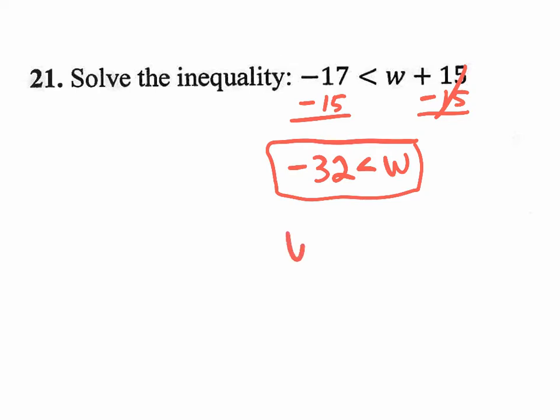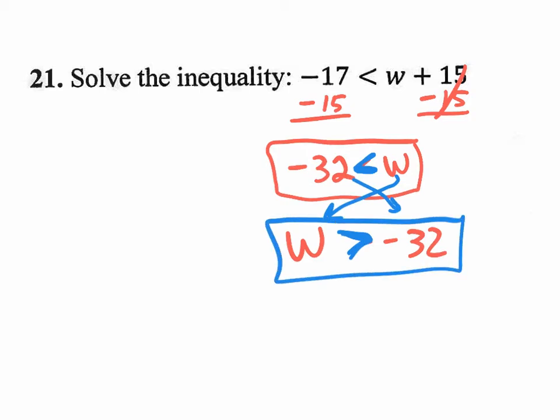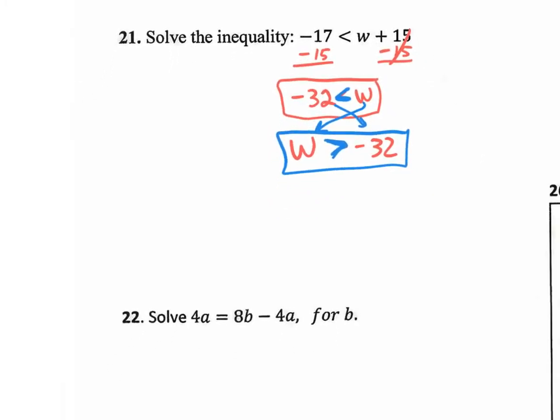So if I did put my W on the left side and the negative 32 on the right side, what symbol belongs between the W and the negative 32? The greater than symbol, right? Now, it's not that it flipped, it's that I actually switched the W over here and the negative 32 over there. And if it opened up to the W right here, then it has to continue opening up to the W over here. So there's your answer. W is greater than negative 32, and that's the answer to number 21. Let's move on. Number 22.